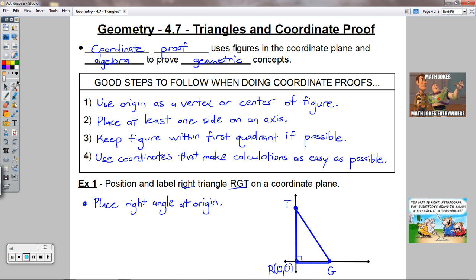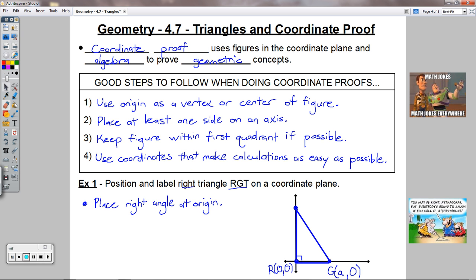How long is that side from R to G? Well, I really don't know. I know it's on the x-axis here, so the y value is 0. But I don't know what that x value is. I don't know how far, so I'm just going to call it A. Use a variable. T, the same sort of thing going on here.